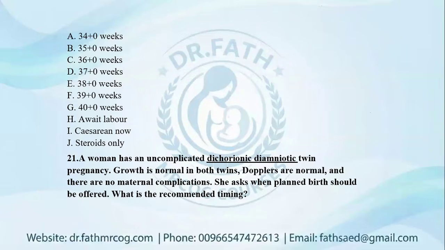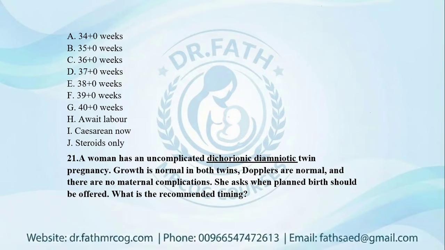A woman has an uncomplicated dichorionic diamniotic twin pregnancy. Growth is normal in both twins, Dopplers are normal, and there are no maternal complications. She asked when planned birth should be offered. What is the recommended timing? She asked you, doctor, what time can I deliver? Dichorionic diamniotic, everything is normal.